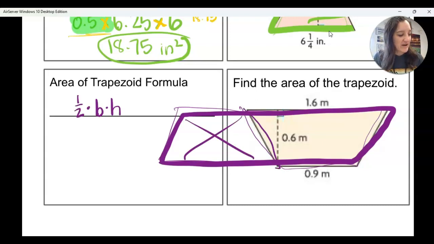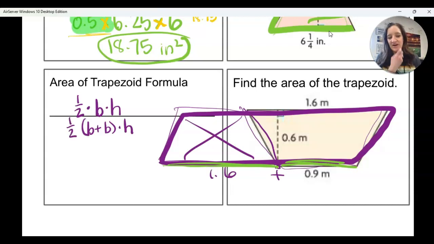The tricky part about the trapezoid is knowing that the base, we got to do a little work to figure out the base. What we have to do to figure out the base is we have to take one base, add it with the other base. So we have 1.6 and 0.9. But everything else is the same as a parallelogram or triangle.